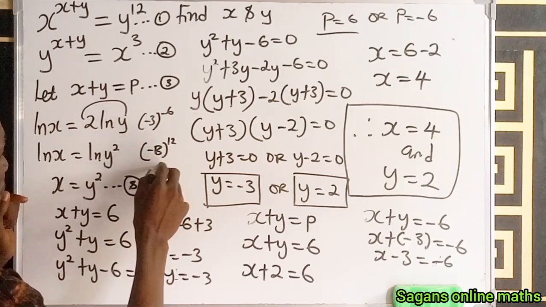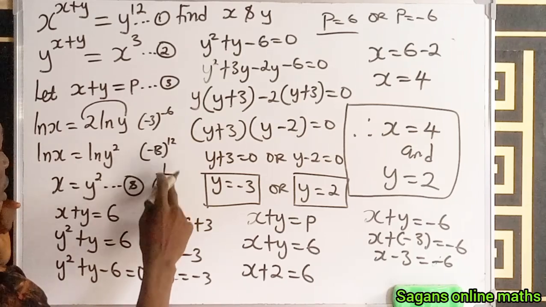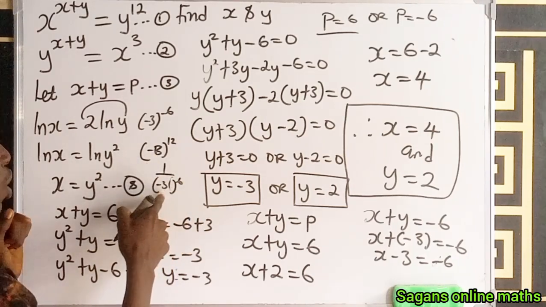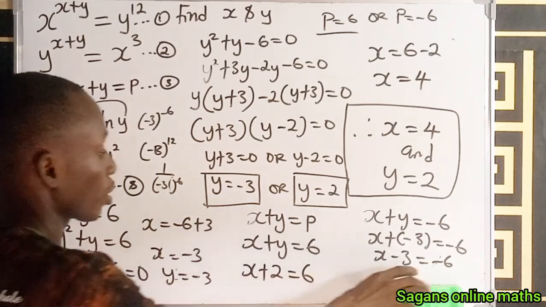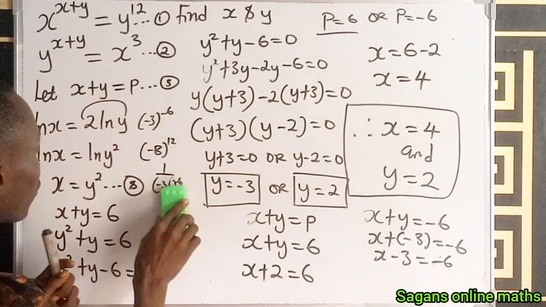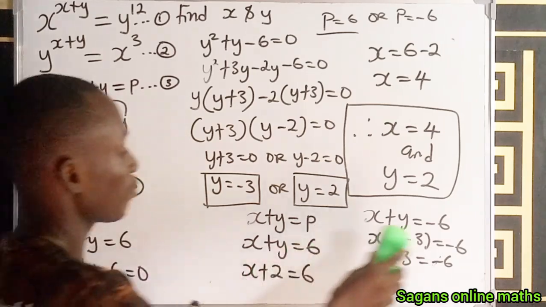Now this will give us 1 divided by minus 3 to the power of 6, right? But this now is not equal to this, you see. So that's why, if you're solving some question that is so dangerous, you have to consider the positive integers first. Considering the negative integers does not give us a definite answer.